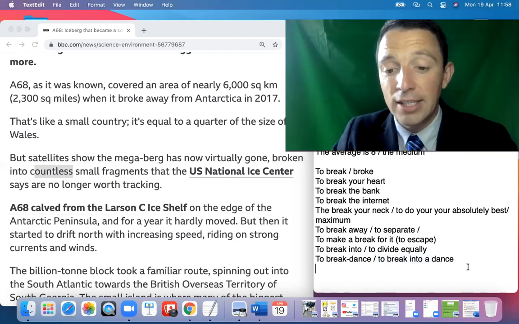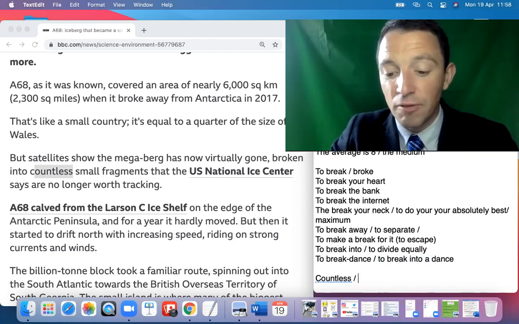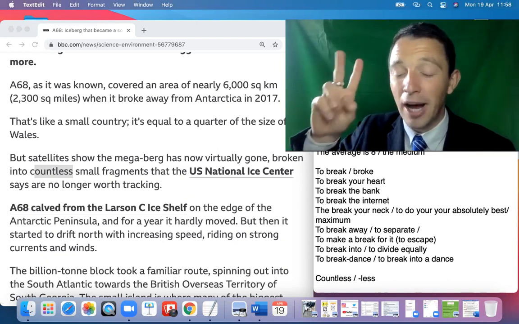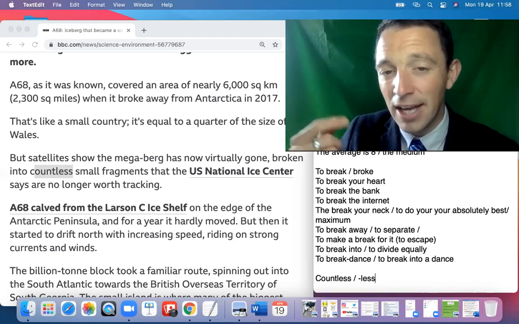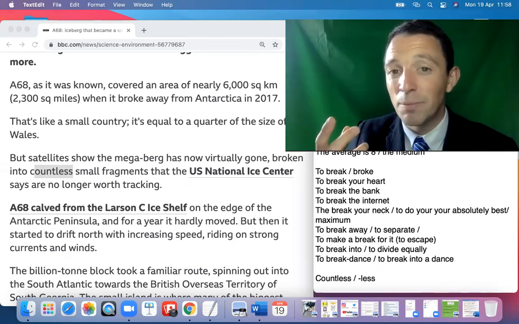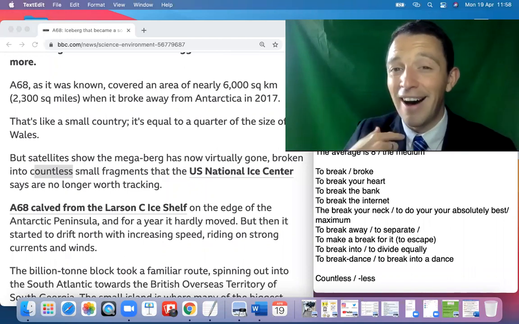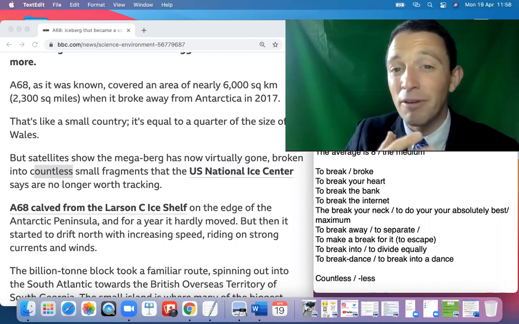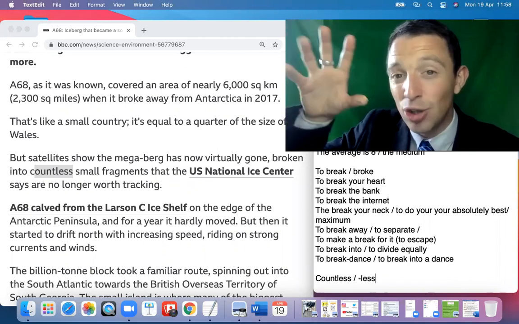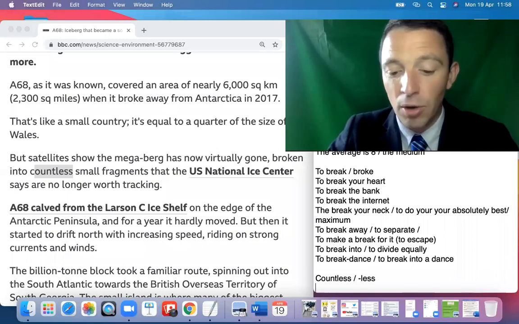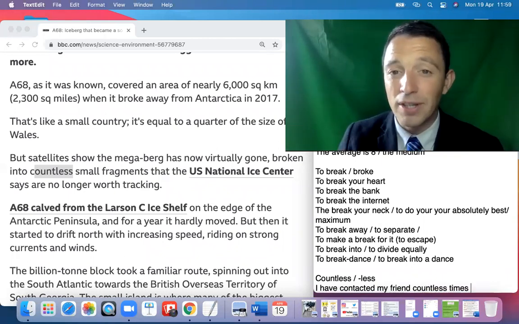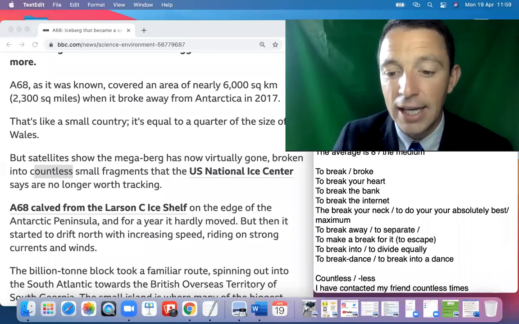And here, the next adjective is countless. So that's a very, very good adjective. And basically, the suffix less is very important. Homeless, jobless means you have no home, you have no job. But countless is a little different, and it means it's impossible to count because the number is so high. For example, I have contacted my friend countless times. So I have contacted my friend so many times, it's impossible to count. That's the significance, okay? So I have contacted the company or my friend countless times. And that means it's impossible to count because it has been so frequent, okay?